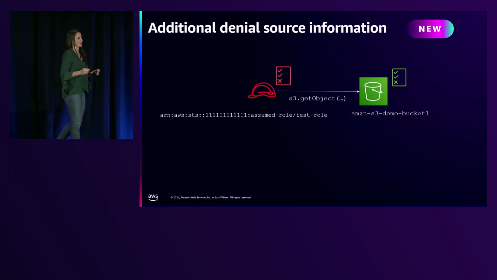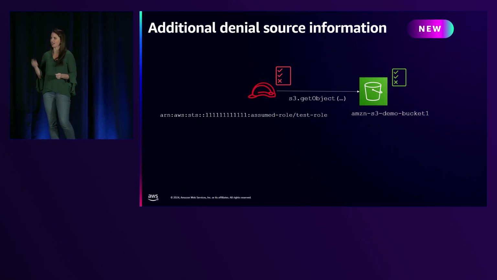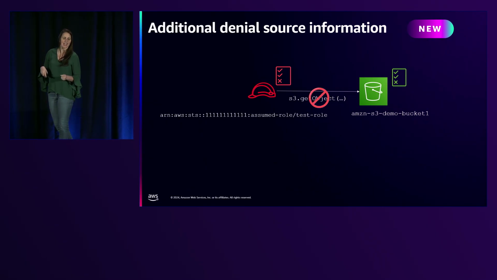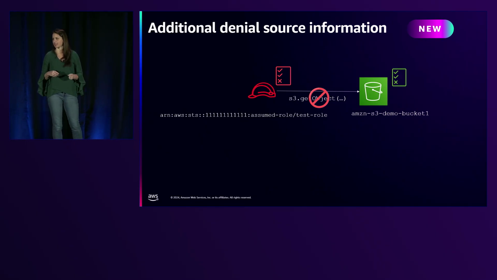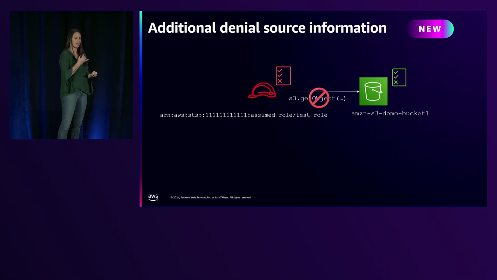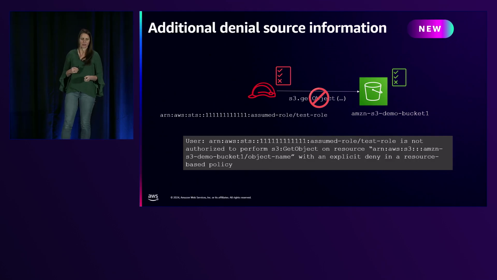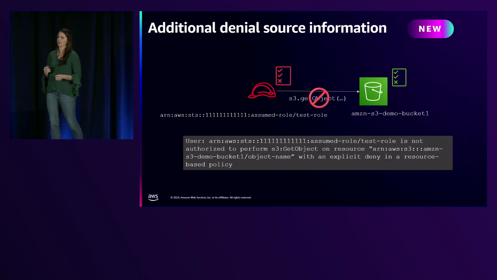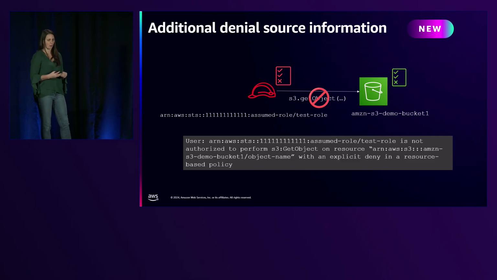One of the things that we hear most from customers is that it is hard to set up a new application. I make a mistake somewhere and I get a 403 access denied. And you know what? I have no idea where that's coming from. Now I need to troubleshoot my role policy, my bucket policy, my VPC policy, and this takes hours. Well, in August, we launched additional denial source information, which provides additional information about why the access was denied.